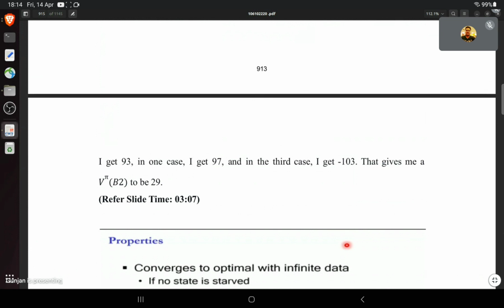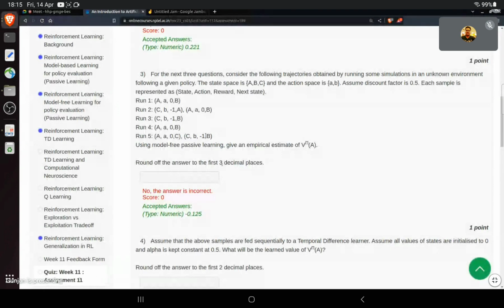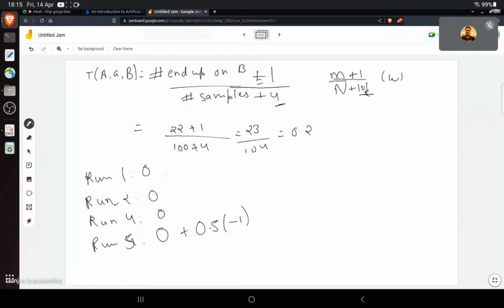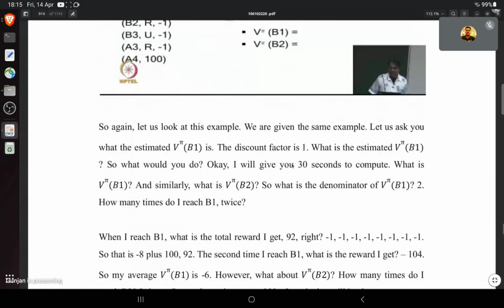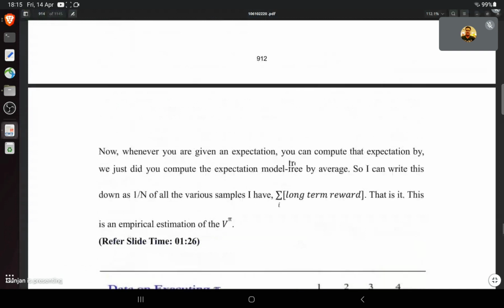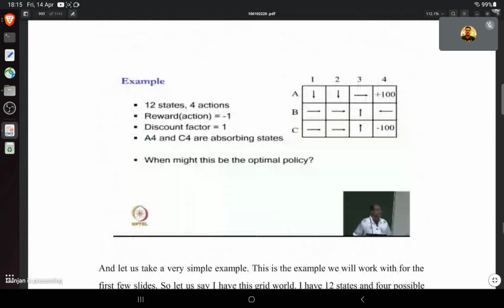But here the discount factor was 1. It was not anything other than 1. But in our case, since the discount factor is considered as 0.5, we will keep it as 0 plus 0.5 times minus 1. And if it were a third case, then we will do 0.5 squared times the reward that we get here. These equations are similar to the equation that was discussed in the class, like r plus gamma squared r and something like that.